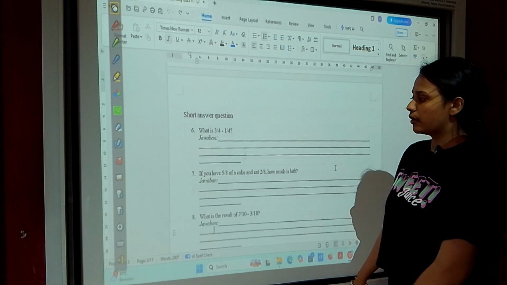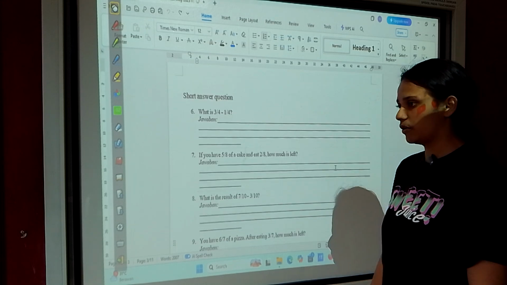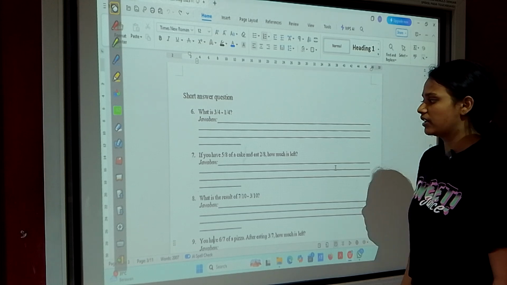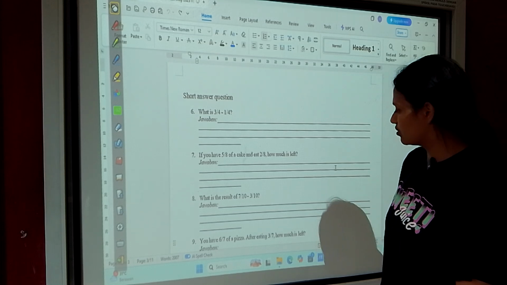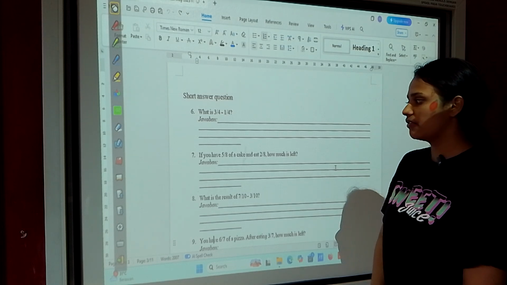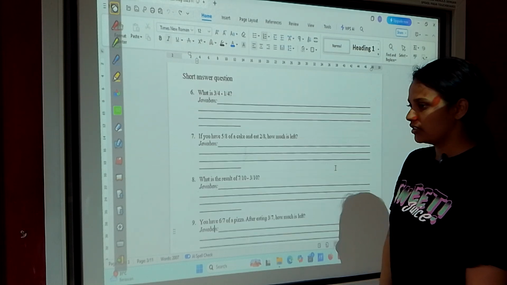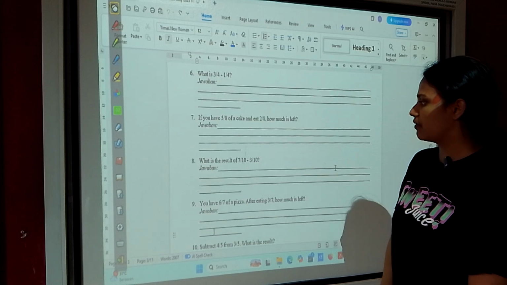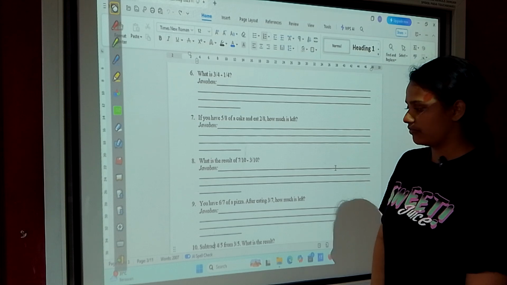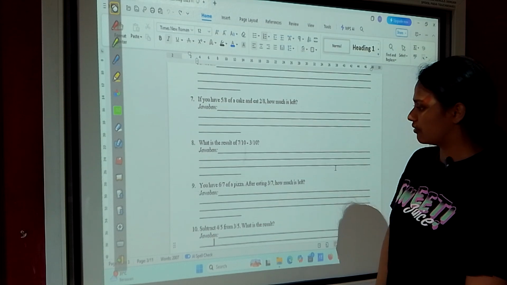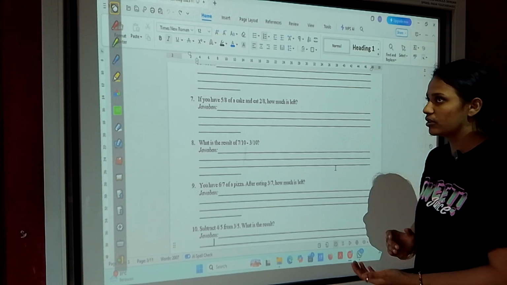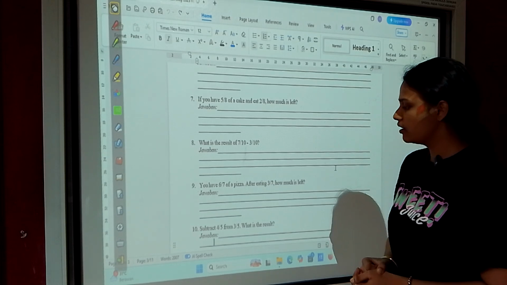What is 3 over 4 minus 1 over 4? The result will be 2 over 4. And then if you have 5 over 8 and subtract 2 over 8, how much is left? It will be 3 over 8. What is the result of 7 over 10 minus 3 over 10? 4 over 10. You have 6 over 7 of a pizza and eat 3 over 7. How much is left? It will be 3 over 7.